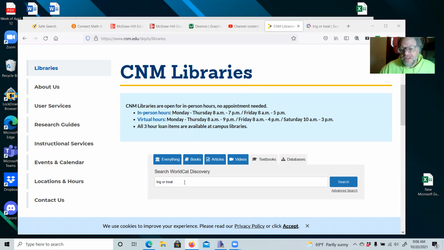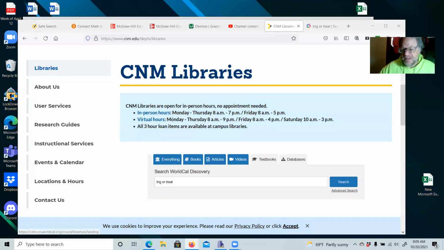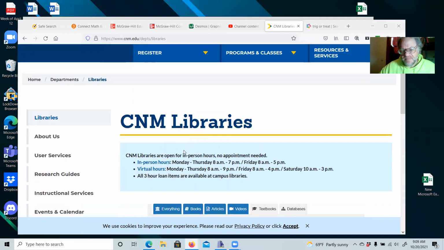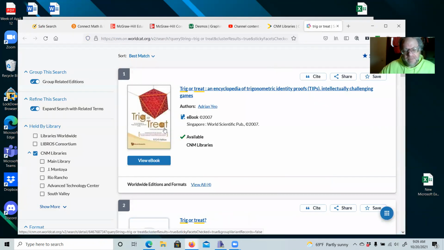There is an additional book called Trig or Treat. Since it's close to Halloween, that's really appropriate. I went to the CNN library page. When I went to the CNN webpage, I just searched for library and it brought me here. It has the hours, and here's my search value. Since I knew the name of the book, Trig or Treat, I typed that in, pressed search, and my web page came up.